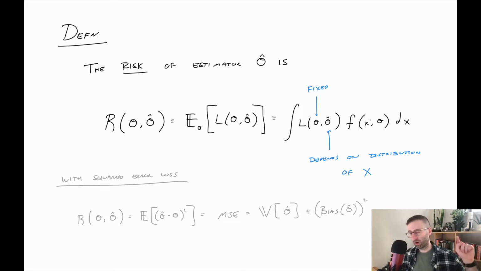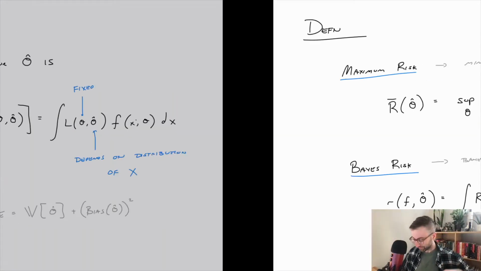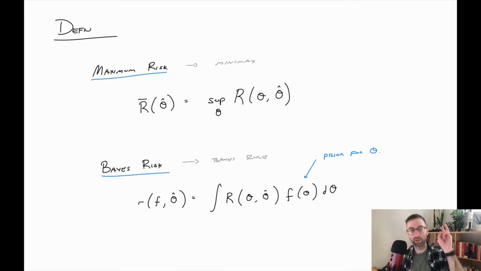But then we want to work backwards and get a one number summary. Two ways to do that are either the maximum risk or the Bayes risk. The maximum risk is the worst possible risk you could have, by essentially picking the worst possible value of theta to be estimating. So you would want an estimator that minimizes this maximum potential risk. And when you achieve one of these estimators, that's called a minimax estimator.